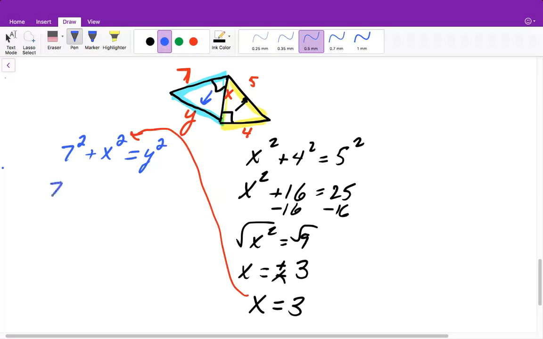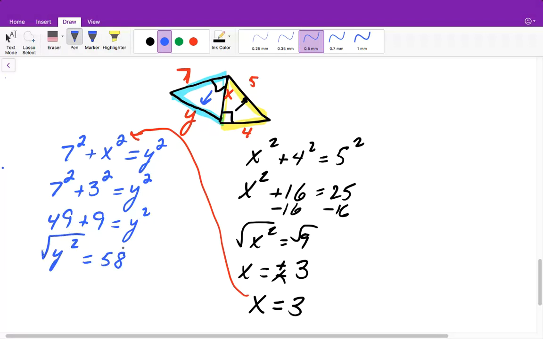So we would then get 7 squared plus 3 squared is equal to y squared. So 49 plus 9 is equal to y squared. y squared is equal to 58. You would then take the square root of each side, so y is then equal to plus or minus the square root of 58. We reject the negative, so y is then equal to the square root of 58.